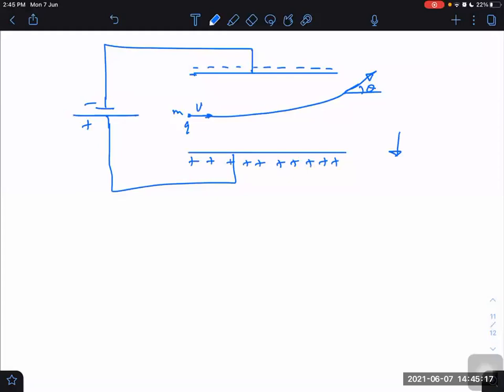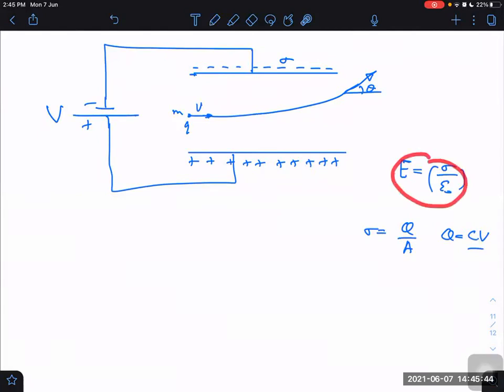If they are giving the information about sigma, we can get sigma from here. I assume V is given, distances are given, we can get sigma. Then what would be the value of the field? Field will be equal to sigma by epsilon naught. How to get sigma? Charge upon area. How to get charge? C into V. Assume sufficient information is given so that you can determine the field. After you know the field, which direction is it acting in this particular case? Upward, from positive to negative. So the force acting on this charge will be in the upward direction.